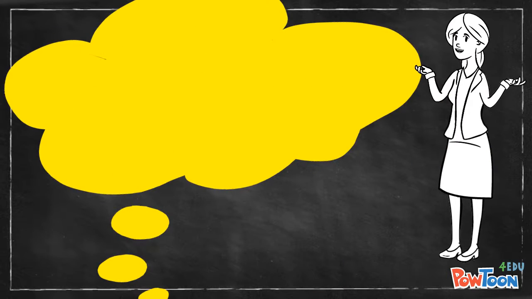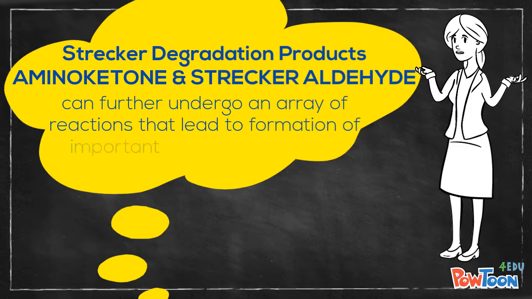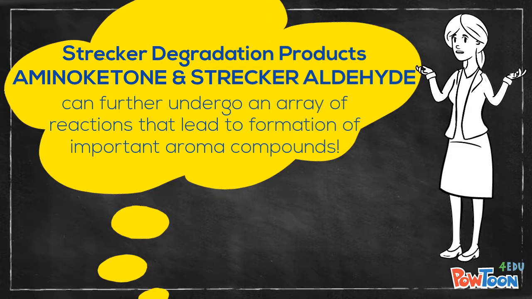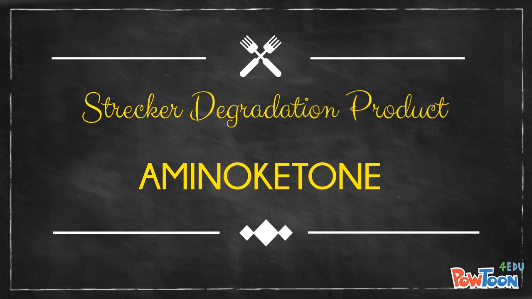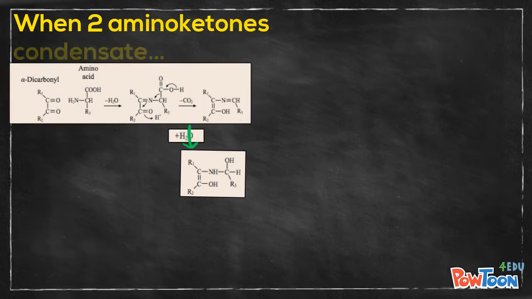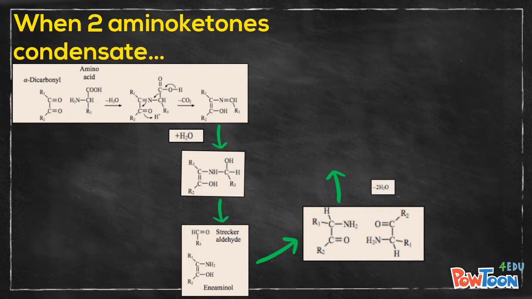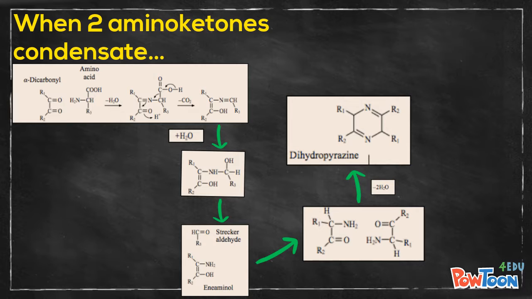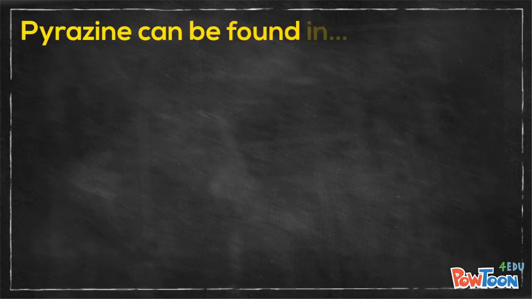Both Strecker degradation products, aminoketone and Strecker aldehyde, can further undergo an array of reactions that lead to formation of important aroma compounds. Now let's look at the first Strecker degradation product, aminoketone, and its contribution to the food aroma. Aminoketones produced from Strecker degradation can further react by undergoing condensation and form dihydropyrazine. Subsequently, it undergoes oxidation to produce pyrazine. Pyrazine can be found in food products such as baked and roasted food.